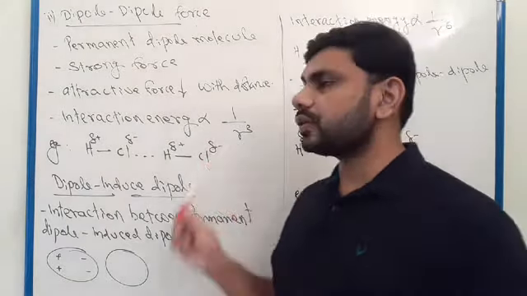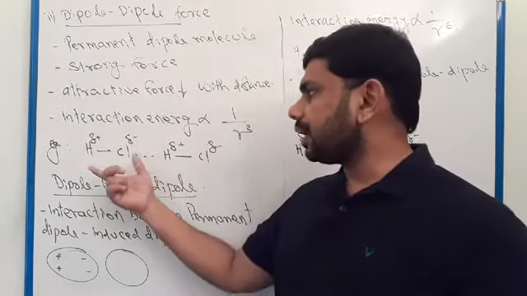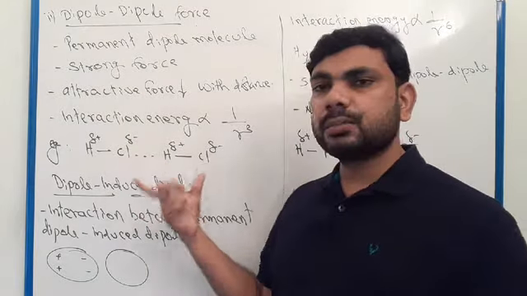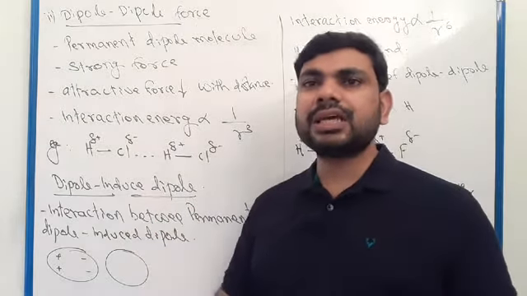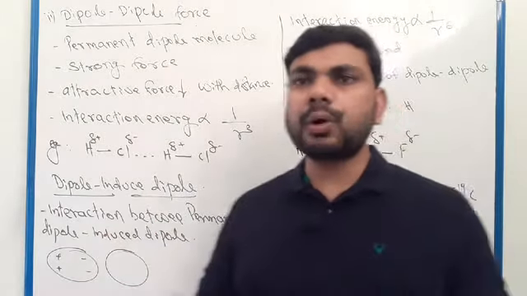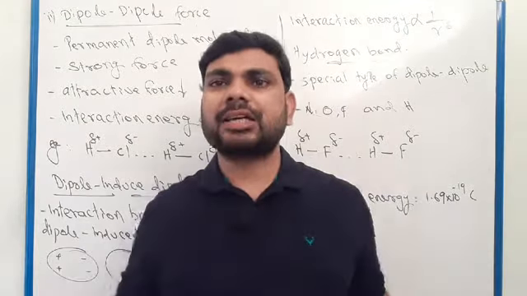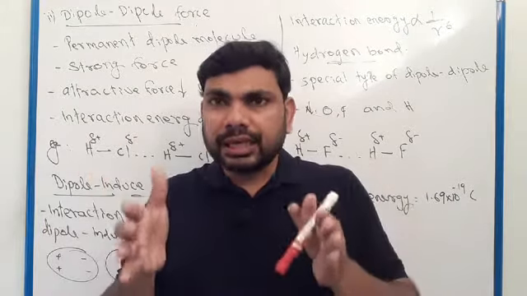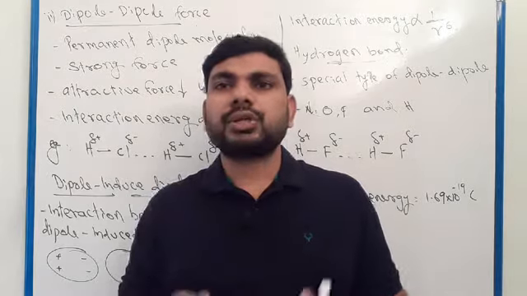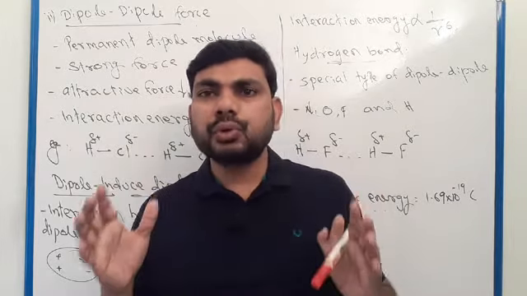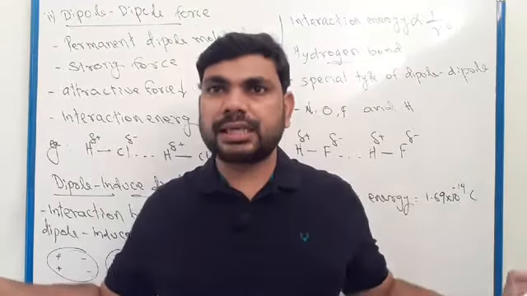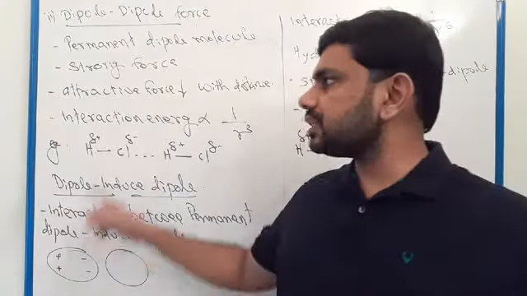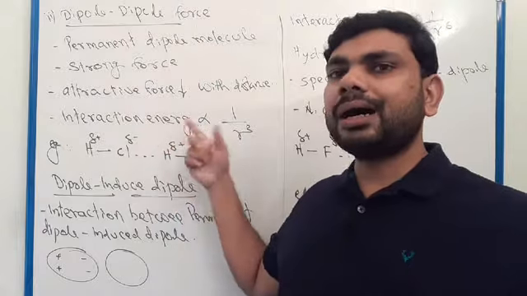Interaction energy means attraction between two adjacent molecules. This attraction decreases with increasing distance. When two molecules are far apart, there is less attraction. When two molecules are near, there is much more attraction. So attraction between two molecules decreases with increasing distance. Here the interaction energy is proportional to 1 by r raised to 3.